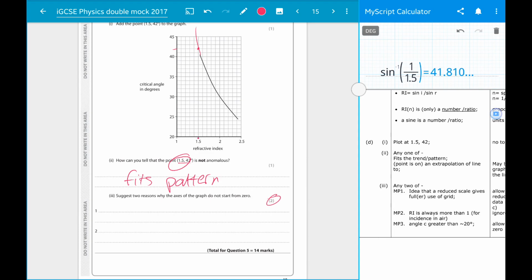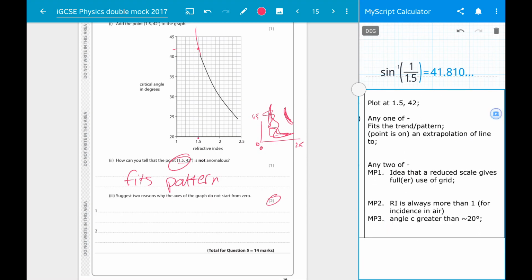But for 2 marks here, you've got to explain why the axes don't start from 0. Well, the first thing is, if they did start from 0, imagine they start from 0, 0, and went up to 2.5 and 45, all of your points would be in one corner. And so you'd have a lot of free space here that you wouldn't actually need. So essentially, you need to say something about this point here that they've got in the mark scheme: the idea that a reduced scale gives a fuller use of the grid. So you're using the paper to the max. You're using the paper fully is the kind of idea they're going for here.